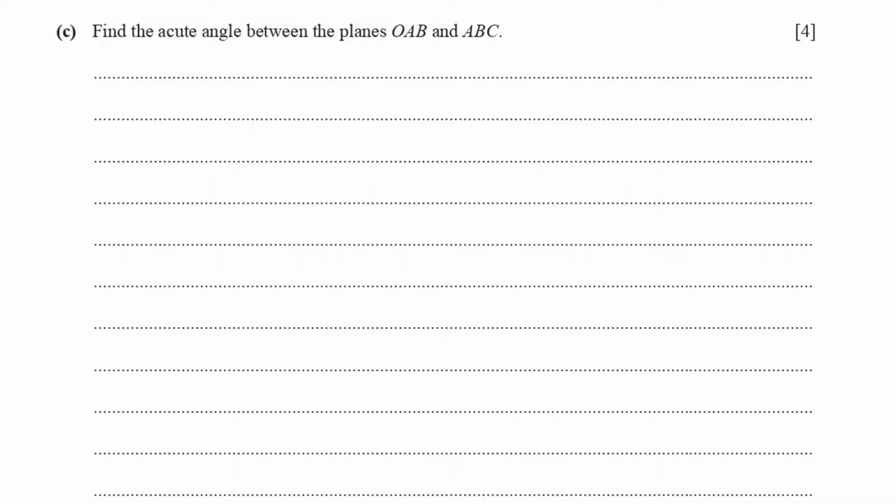Now, to find the acute angle between two planes, we would need to know what the normals to the planes are. And we're going to say the normal to the first plane dot the normal to the second plane is going to be equal to the modulus of the first normal times the modulus of the second normal, multiplied by cosine of theta. So the normal to the plane ABC, we have it already, but we would want to find the normal to the plane OAB. So let's call the normal to the plane OAB N1. So for N1, we are going to use the vector product, and we have i, j, and k here.